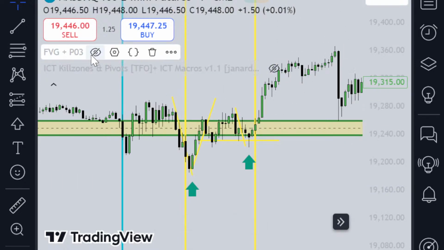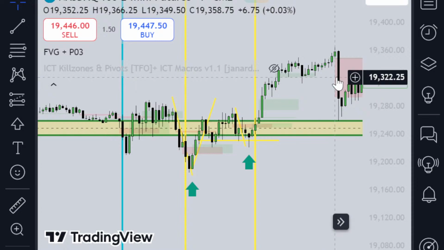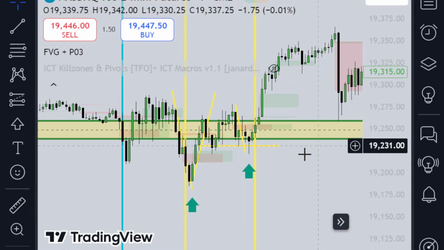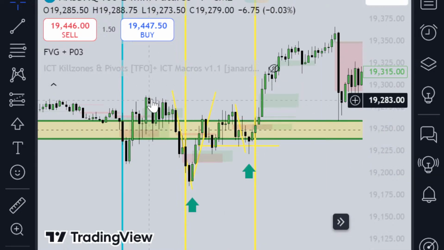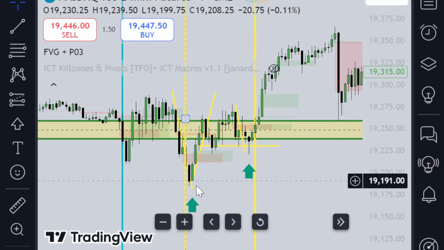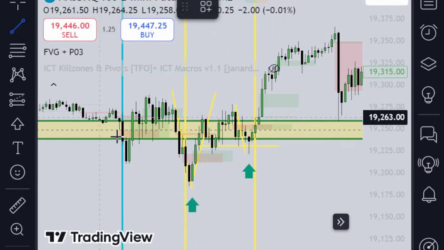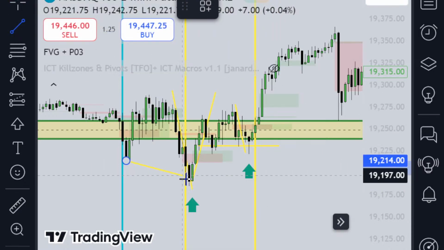So now let's put on one layer because you know about the fair value gaps, right? Yeah. Okay, boom. So let's put the layer on. So now we got this, which is what we're calling a sweep. It's right here, went lower.